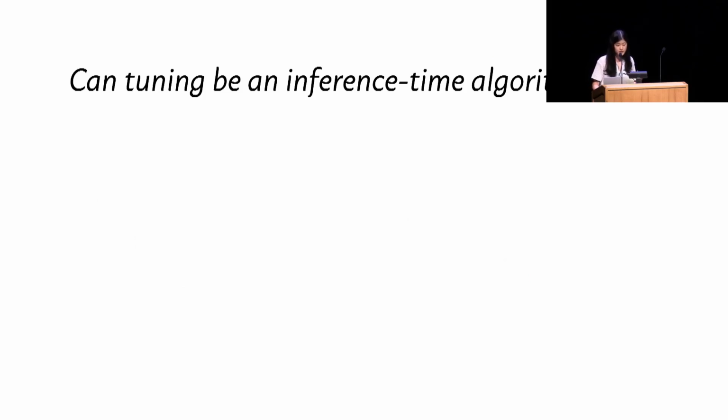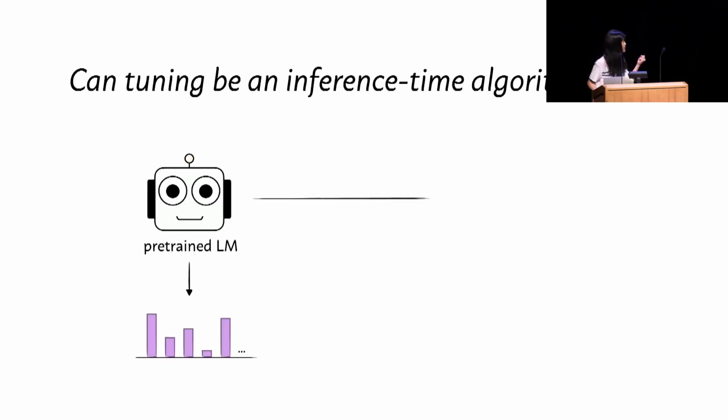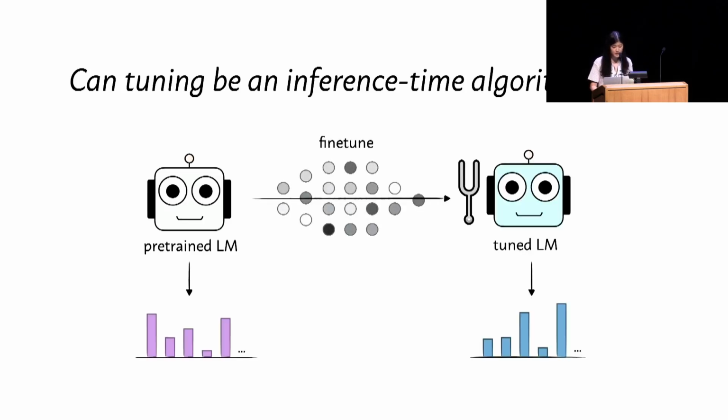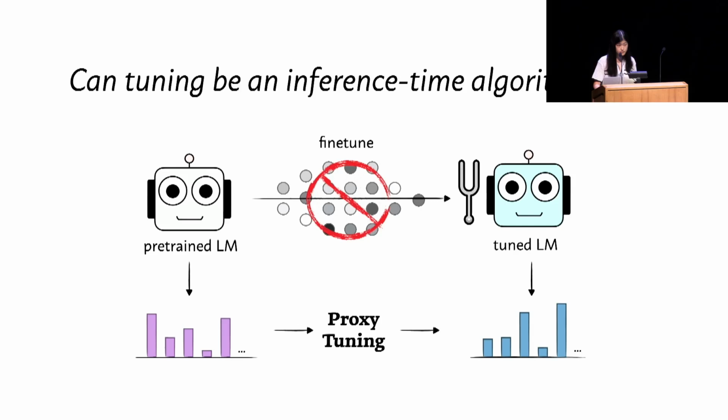Traditionally, tuning, basically by definition, requires updating the weights of the model. Instead, is there an algorithm that operates directly on top of the prediction of a given model to produce the prediction that would have resulted from tuning that model? This is the problem that proxy tuning aims to solve.